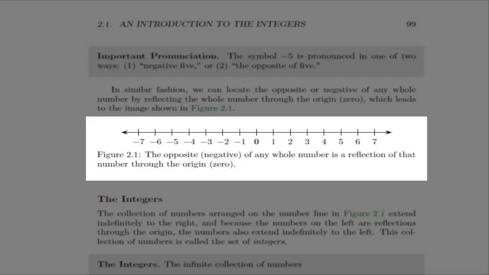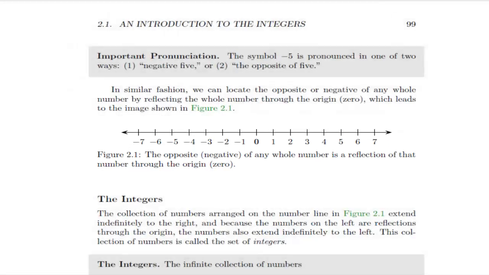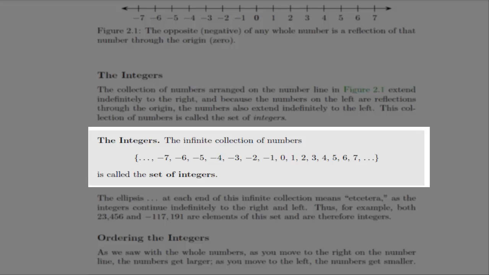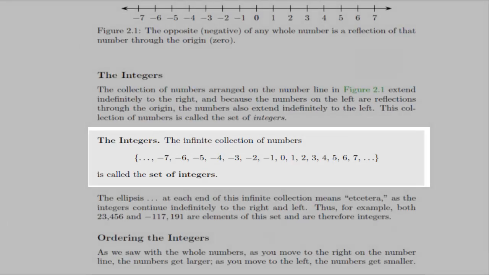The collection of numbers arranged on the number line in Figure 2.1 extend indefinitely to the right, and because the numbers on the left are reflections through the origin, the numbers also extend indefinitely to the left. This collection of numbers is called the set of integers. The ... on each side indicates that the numbers continue on infinitely. For example, both 23,456 and -117,191 are elements of this set and are therefore integers.